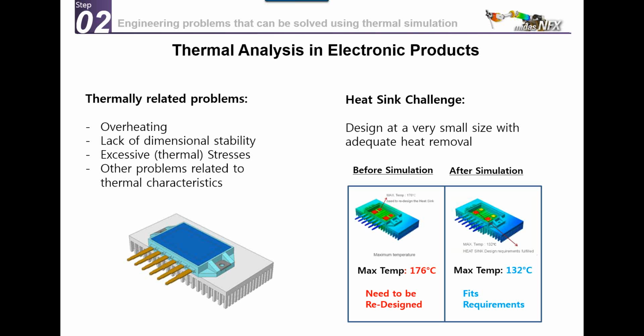So on the right side you see that there's a design of a heat sink. It's a simulation quite easy to perform, but it really gives you a lot of insight about your modeling. So for example, before the simulation, the maximum temperature was 176 degrees Celsius, so it needed to be redesigned. But after simulation, the accurate design made its temperature decrease to 132 degrees Celsius, and it fit the requirements.